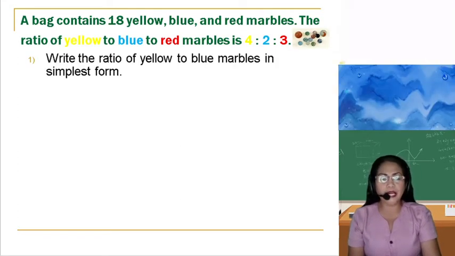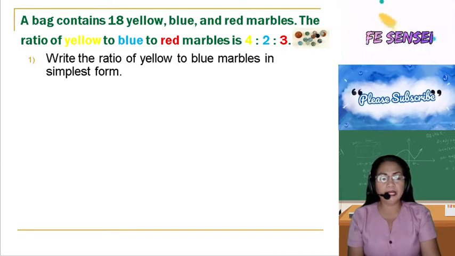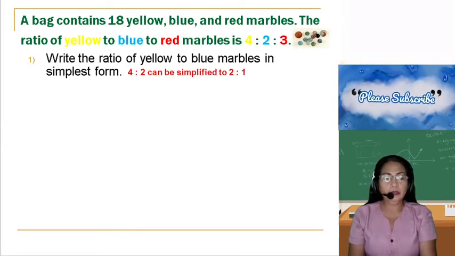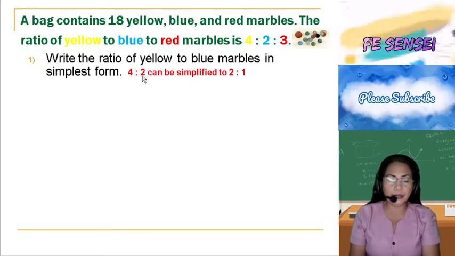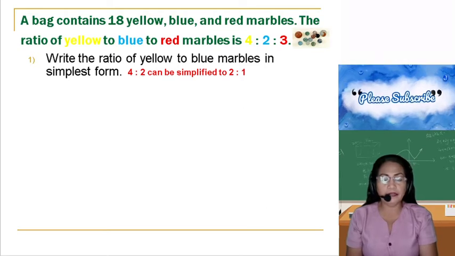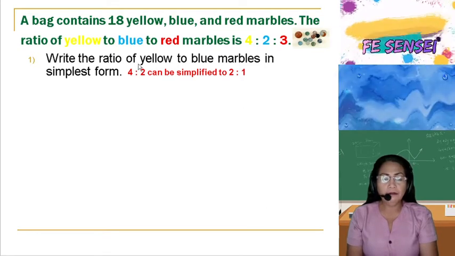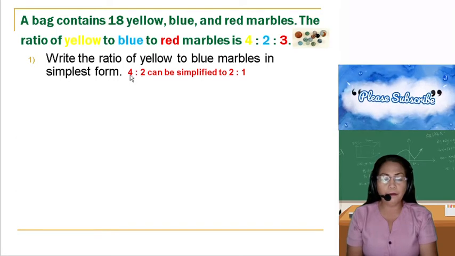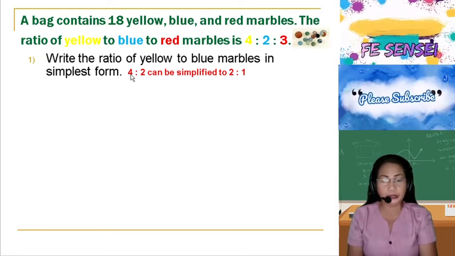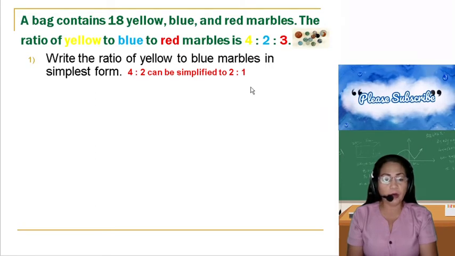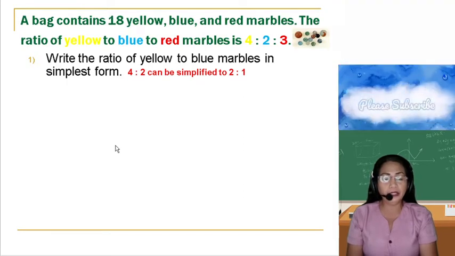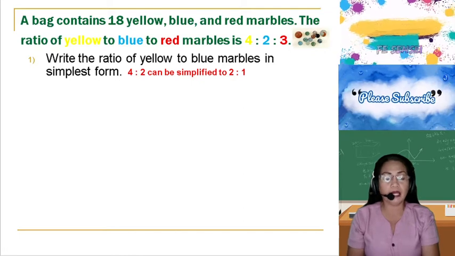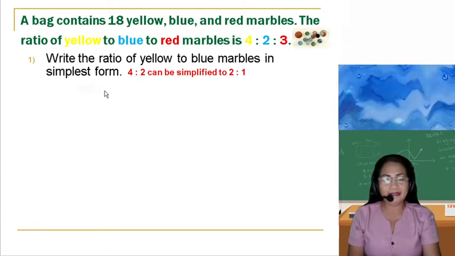Write the ratio of yellow to blue marbles in simplest form. So, there are 4 yellow and 2 blue. So, the ratio is 4 is to 2. And to simplify this, we can divide 4 and 2 by 2. The GCF of 4 and 2 is 2. 4 divided by 2 equals 2. And 2 divided by 2 is 1. So the ratio of yellow to blue marbles is 2 is to 1.